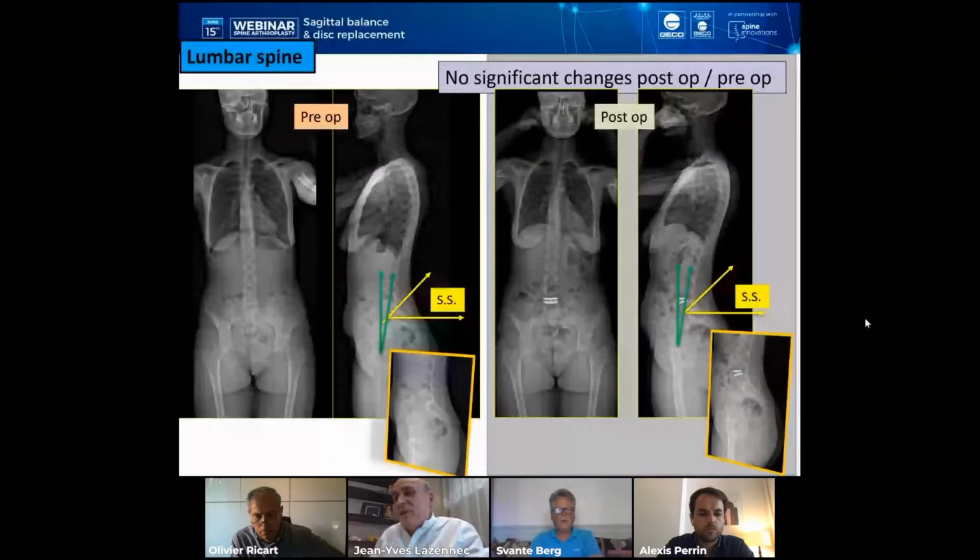Alexis did a very good paper showing that regarding the lumbar spine, there is no significant change between post-op and pre-op alignment. It is very interesting because the message is that with a disc replacement, we cannot provide a palliative for sagittal malalignment. But there is another aspect. It is also, in a way, a predictive tool: a preoperative X-ray is a predictive tool to understand how the prosthesis will work after implantation.